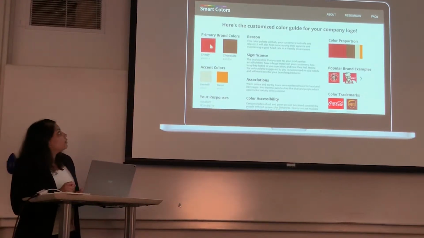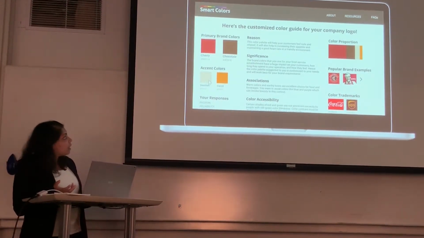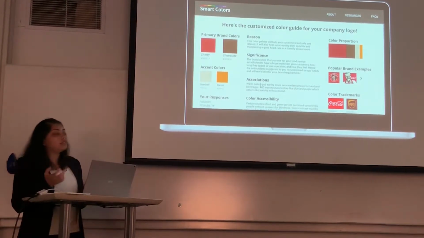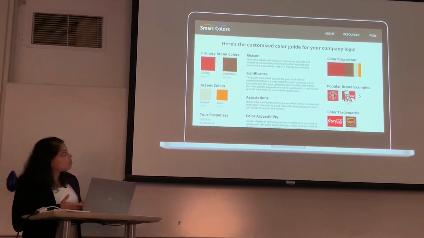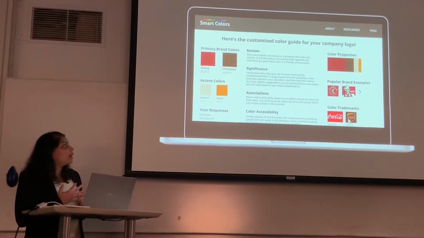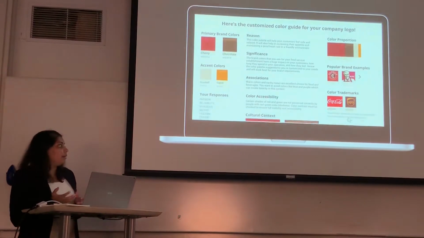So here the tool gives you primary brand colors and accent colors along with the name and hex codes and explains the reason, significance and associations behind these colors. It also shows the color proportion, popular brand examples and color trademarks in the same area.